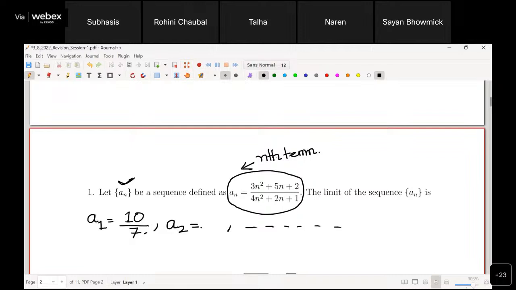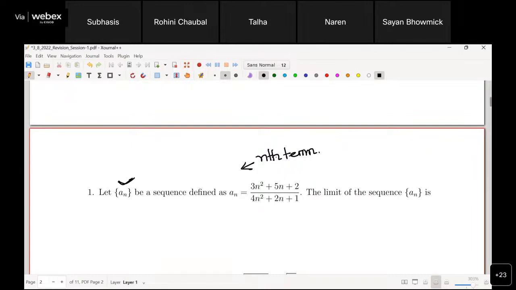Okay, let me do it more rigorously. So this is my sequence. So the nth term of the sequence is nothing but (3n square plus 5n plus 2) over (4n square plus 2n plus 1). So can one of you tell me what I need to do to find the limit of this sequence?